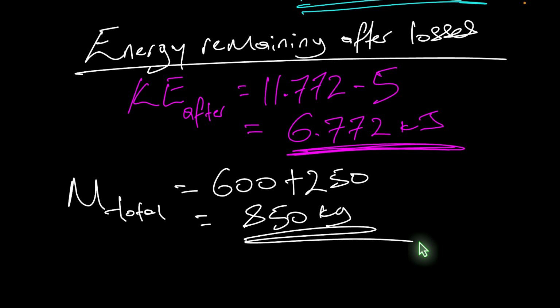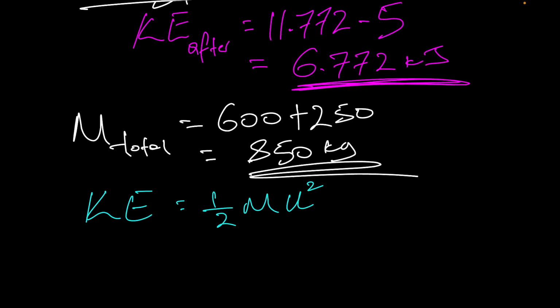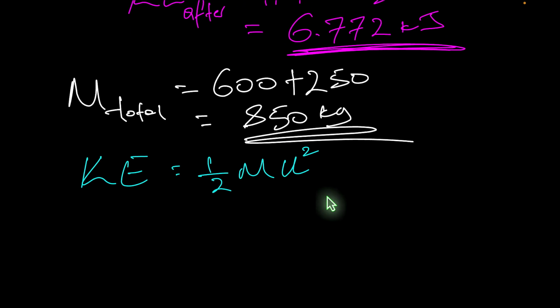And what we're going to do with this 850 kilograms is go back to our initial formula, which is our kinetic energy formula again. So we're going to still be using our half m, but because this is a combined mass, I'm just going to use u to differentiate the two. So this is representing the combined mass. So half m u squared. U still represents velocity. So we're going to find what the velocity is now of both of these objects going through the ground.